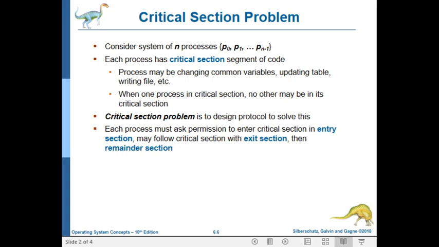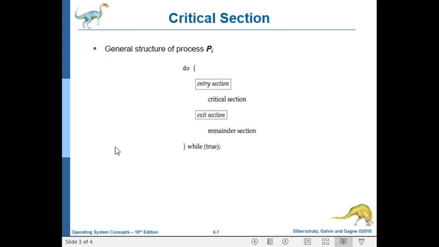So the general structure of process Pi is shown in the next slide. So here we have the entry section where we ask the permission, followed by the critical section, exit section, and the last one is the remainder section, where the remaining code is placed. So the entry section and exit section are enclosed in boxes to highlight this important segment of code.